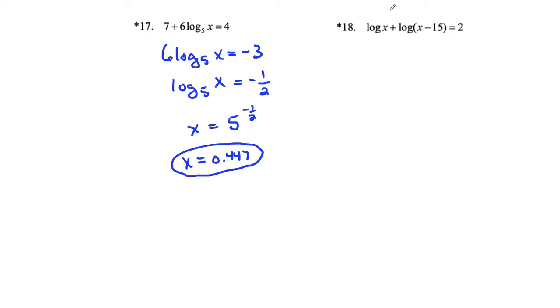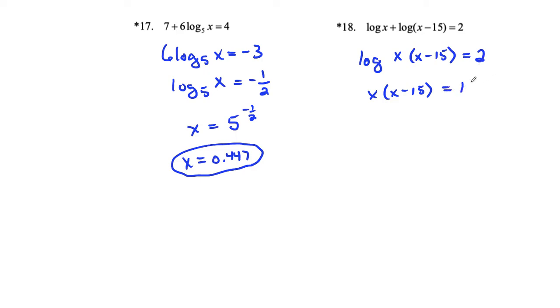All right. Moving on to number 18. Take a look here. We have 2 logarithmic statements that are being added. What we like to see here is that they both have the same base. They're both common logs. So I can use my properties of logarithms to condense this down. So we're going to end up with log of x times x minus 15 is equal to 2. Now I'm going to switch it into exponential form, right? Remember my base here is 10, so we end up with x times x minus 15 is equal to 10 to the second power.